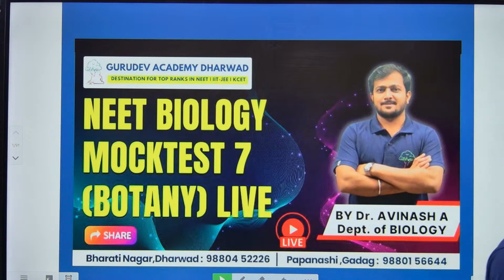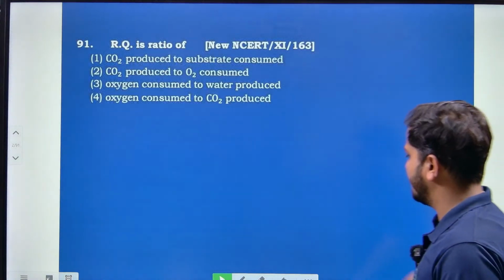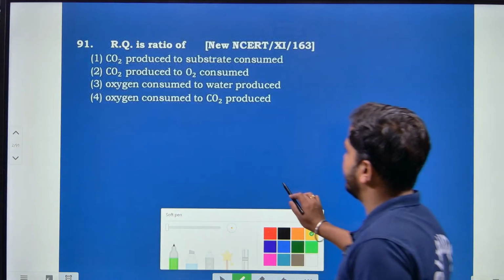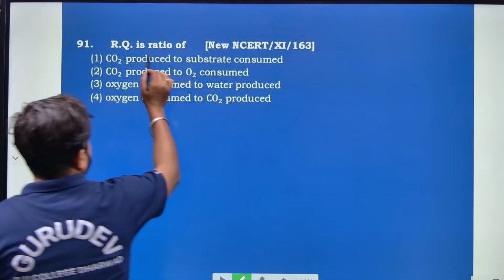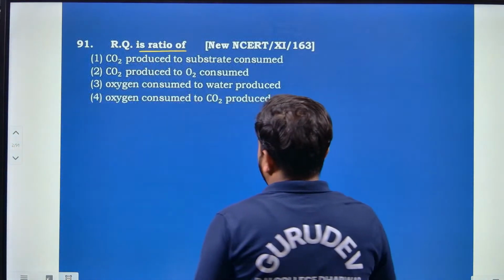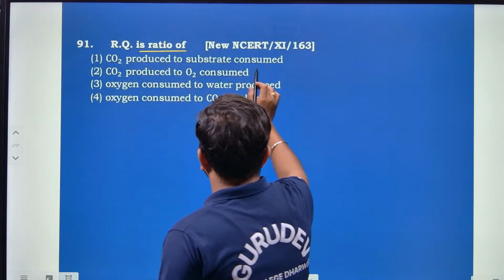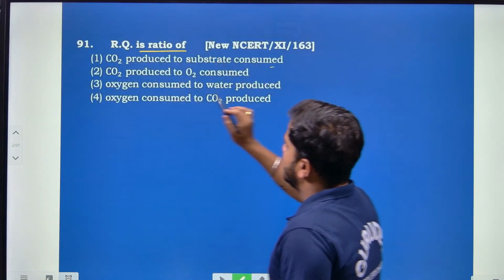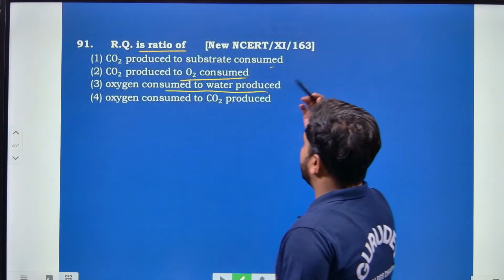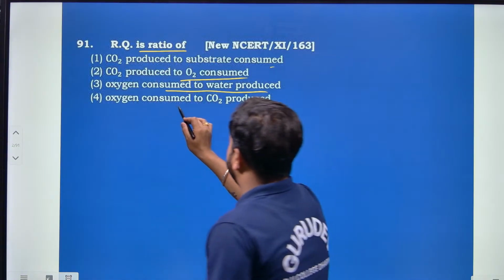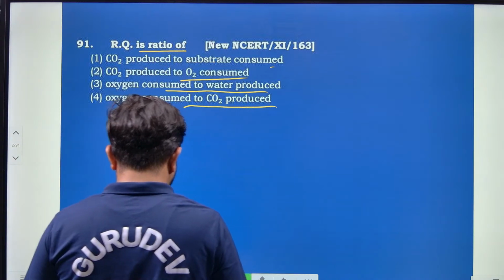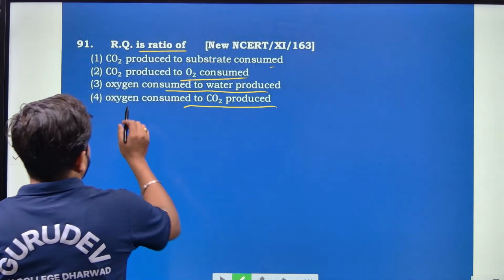So we'll go ahead with a particular question here. With respect to the question, if you consider mainly RQ, they are asking what exactly respiratory quotient is. The options are: CO2 produced to substrate consumed, CO2 produced to O2 consumed, oxygen consumed to water produced, and oxygen consumed to CO2 produced.